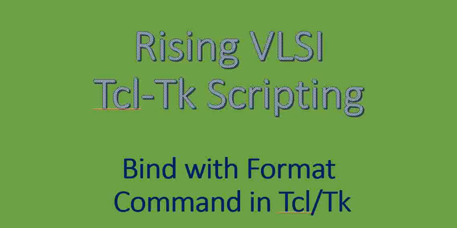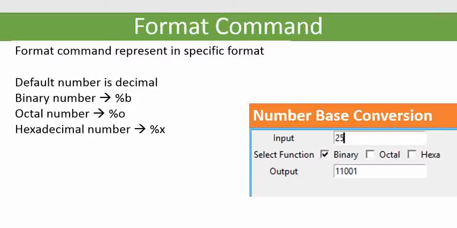Let's say the default number format we have is decimal. If we want to convert into some other format, suppose binary, the format command uses %b for binary, %o for octal, and %x for hexadecimal. So the format command is used to represent a value in a specific format.